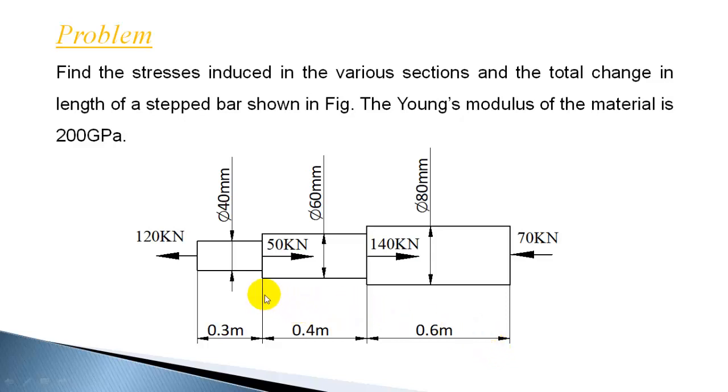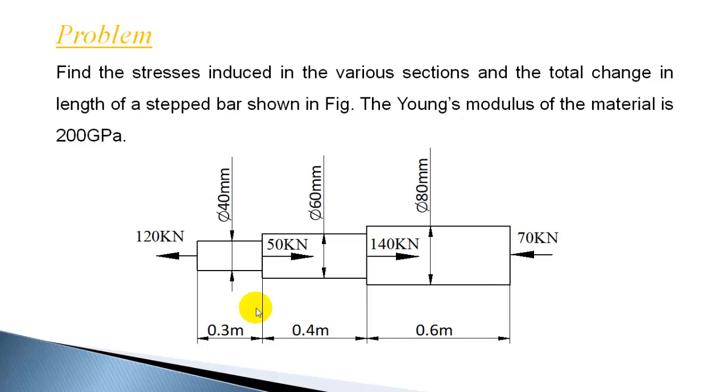So first we need to calculate the internal forces in each section. To reveal the internal forces, you need to consider a section plane. To find out the internal force acting in a section, you need to pass a section plane. Wherever you want to find out the internal force, there you pass a section plane and consider the equilibrium of one side of the bar.